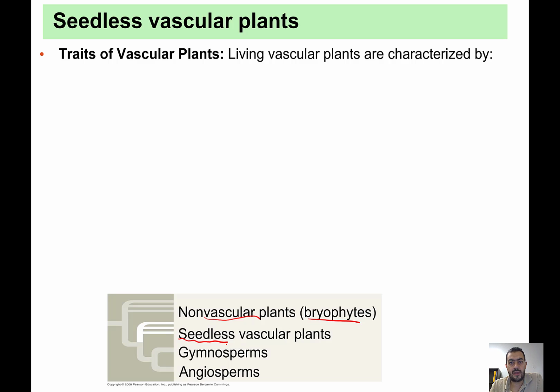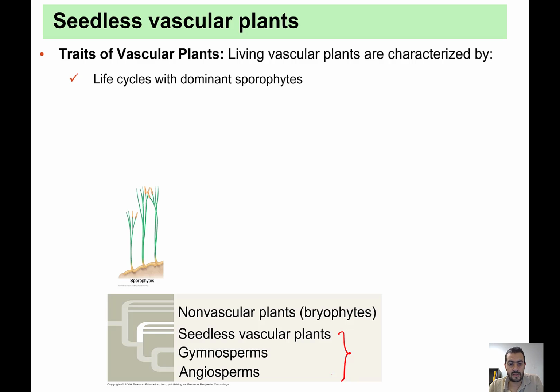So what are the characteristics of vascular plants in general? And by saying vascular plants, we mean the other three groups of plants. So vascular plants are characterized by a life cycle in which the sporophytes are the dominant stage, and that is one characteristic between the vascular plants and the non-vascular plants. If you remember here, the bryophytes, the dominant stage was the gametophyte, but in all the three other vascular plants, the sporophyte is going to be the dominant stage.